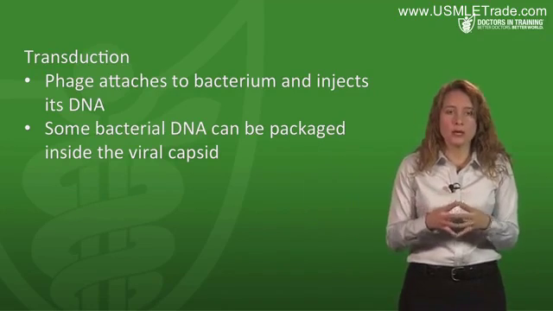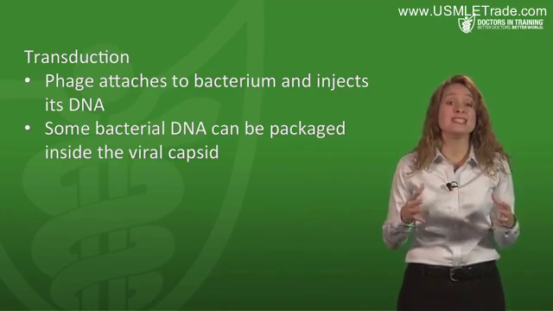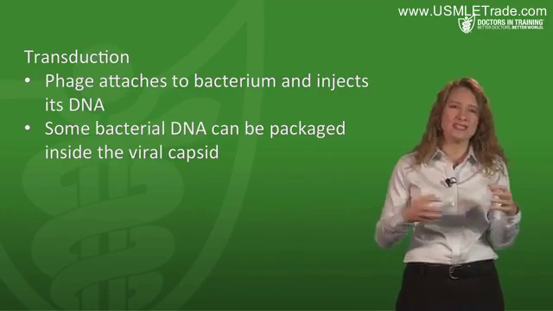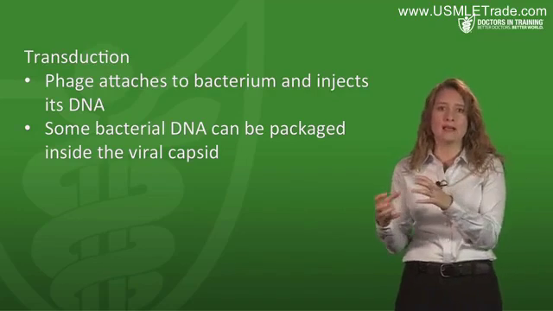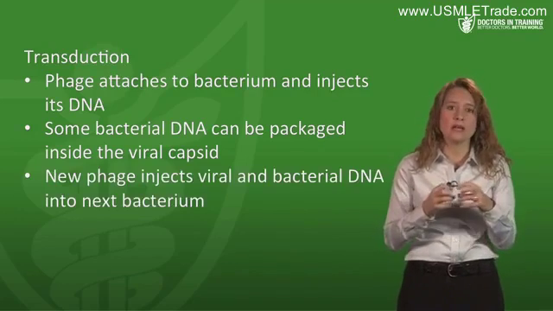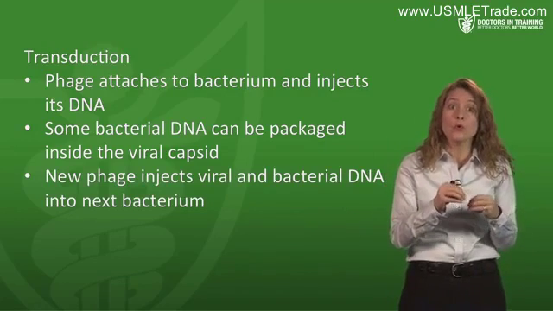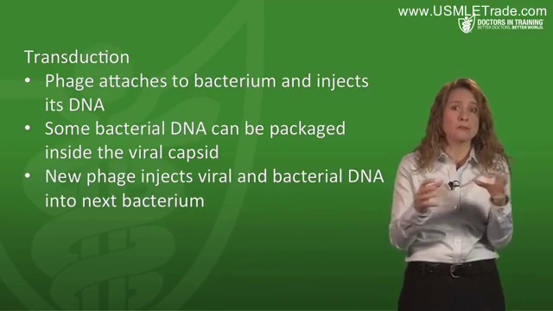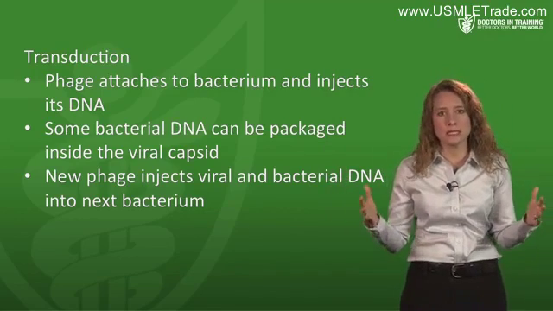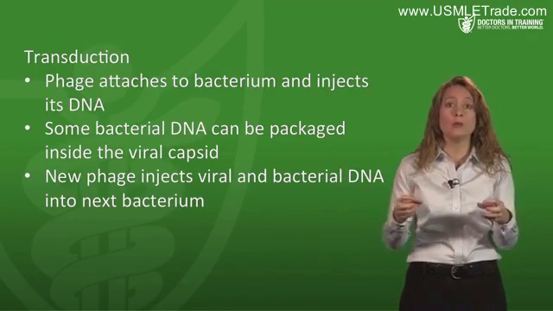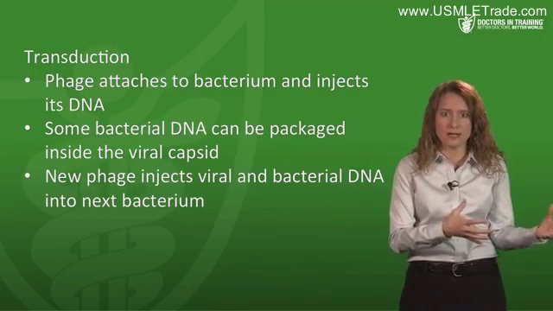What's important to know here is that phage replication isn't a clean process. Some of the bacterial DNA can end up inside that viral capsid. So when that bacteriophage goes to inject its own DNA into the next bacterium, what it's actually injecting is both viral and bacterial DNA. The bacterial DNA can then be recombined with the DNA of the infected cell. Okay, that's about it for general structure and genetics of bacteria.